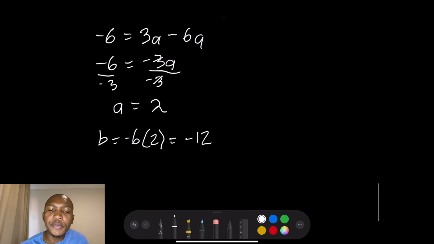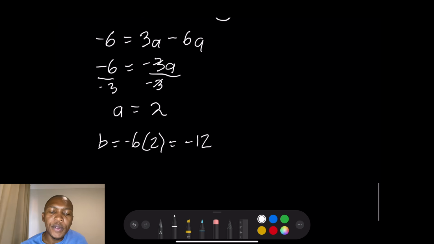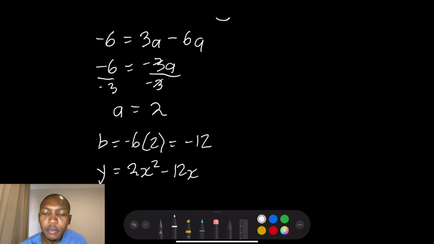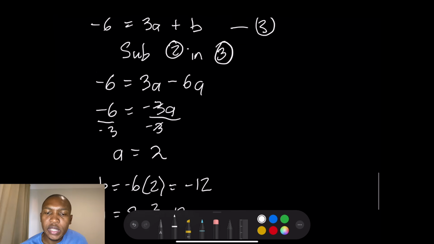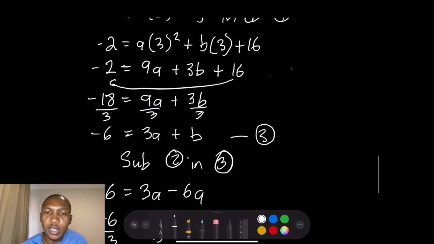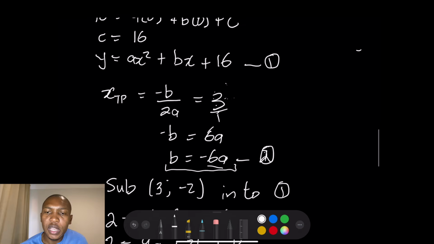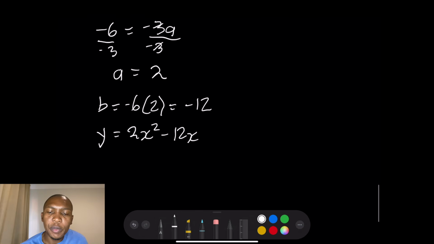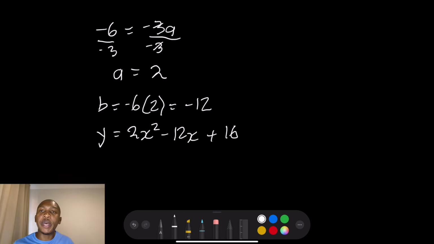So that means that finally we can now find the equation. y is equal to 2x squared, remember, plus bx, so that's minus 12x, plus c, and in this case our c value was 16, if I remember correctly. Let me just go back. Yeah, plus 16. And that is our parabola. That is how we would tackle that equation.